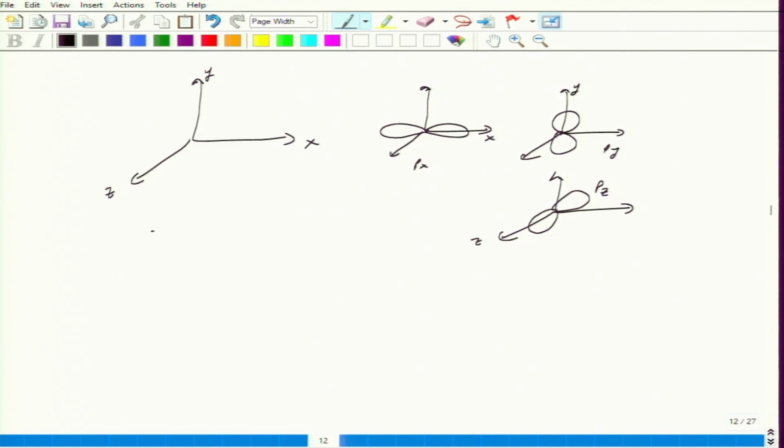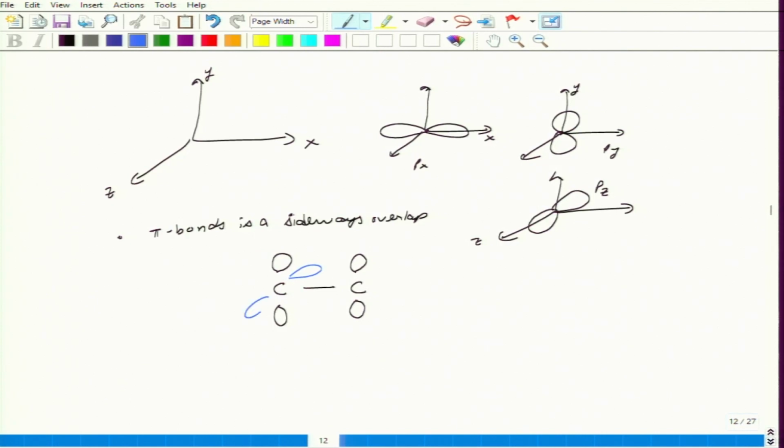We do remember that a pi bond is a sideways overlap, right? So how is this going to form? There is already one C single bond C, that means a sigma bond is already there. So there is one p orbital lying perpendicular to this. I can show it like this.